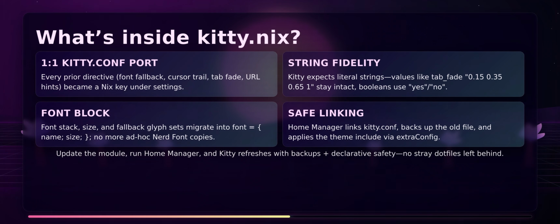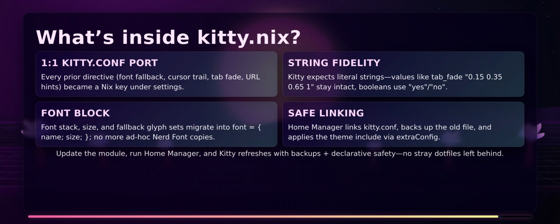If Kitty expects a single string as settings, for example the tab field with a few numbers, we can just store it as a string, and it interprets it and uses it. The boolean-like values use Kitty's actual syntax, so yes, no, or always. As you can see, fonts are handled like this. You just use the font, create a block, add the name and the size, and you're done with it.